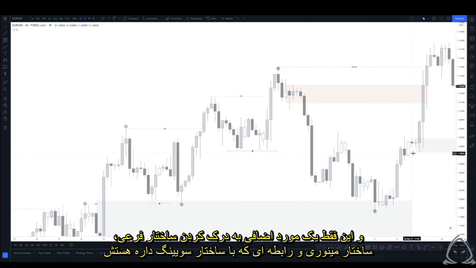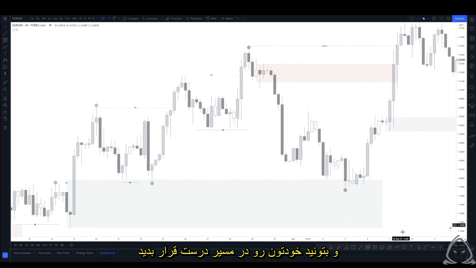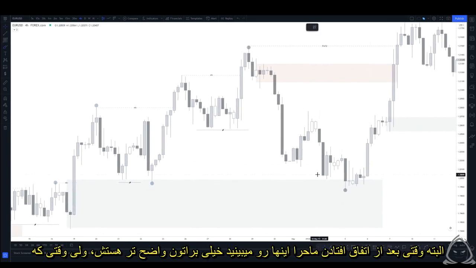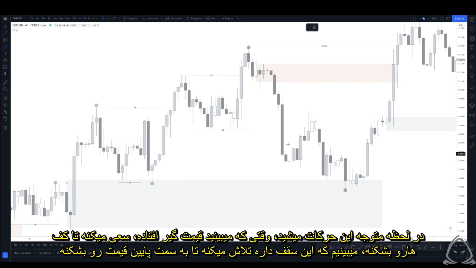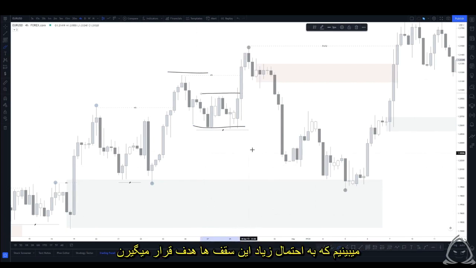And this is just an add-on to understanding substructure, understanding minor structure, understanding the relationship it has to swing structure, and being able to put yourself in the right frame. Of course, a lot of this becomes clear when you see it after the fact. It gives you the understanding. But once you start to see it in the moment, when you start to see price struggling to break lows, we can see that this high struggled to break lower. We're starting to see that these highs are more than likely going to get attacked.